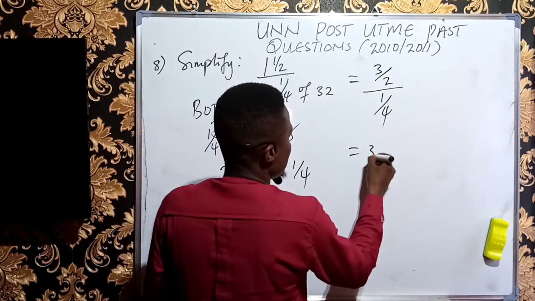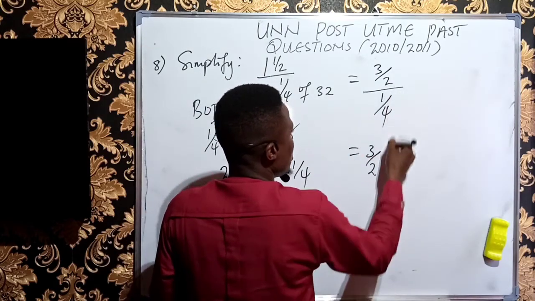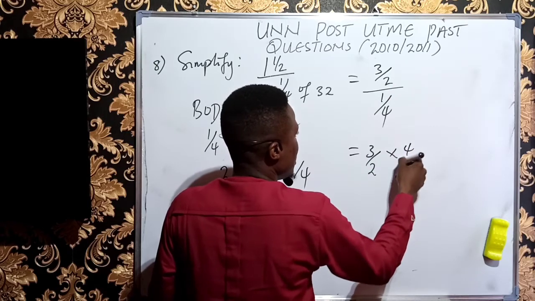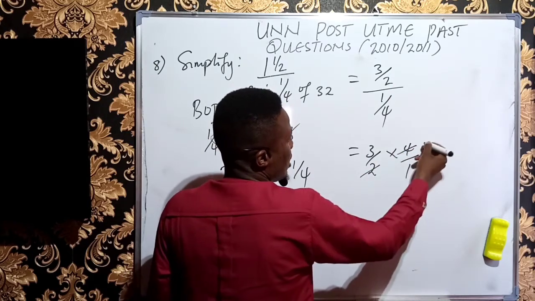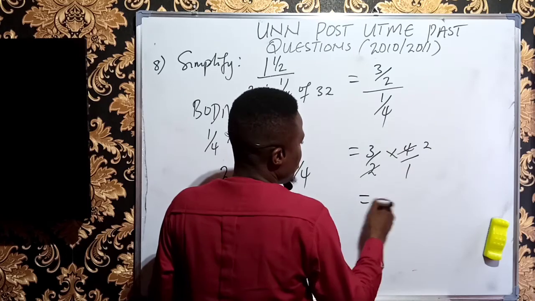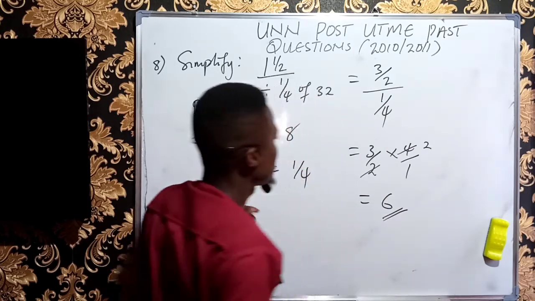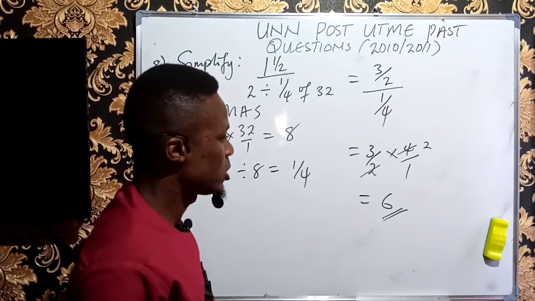So we shall have it as 3 over 2. I will change division to multiplication and turn upside down. This will cancel out, we'll have 2. So 3 times 2 will give us 6. So the answer to this simplification is just 6.